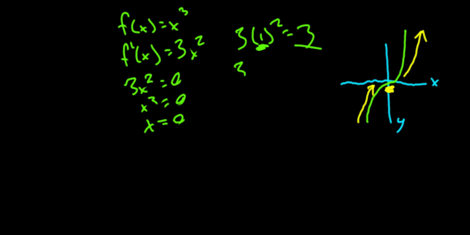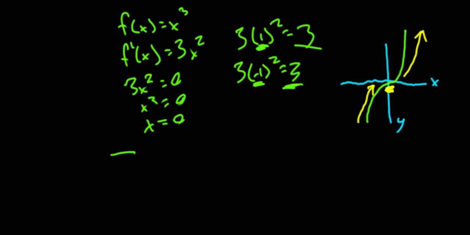Now let's try 3 times -1 squared. And since we're squaring a negative number, it's always going to become positive. 3 times -1 squared is also equal to 3. So any negative number we plug in here is also going to result in a positive number. Therefore, our function is increasing across all bounds except for the point 0 where it's not changing.